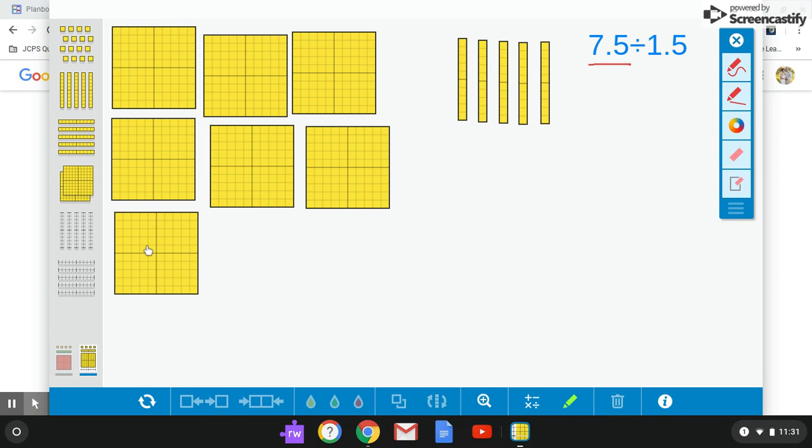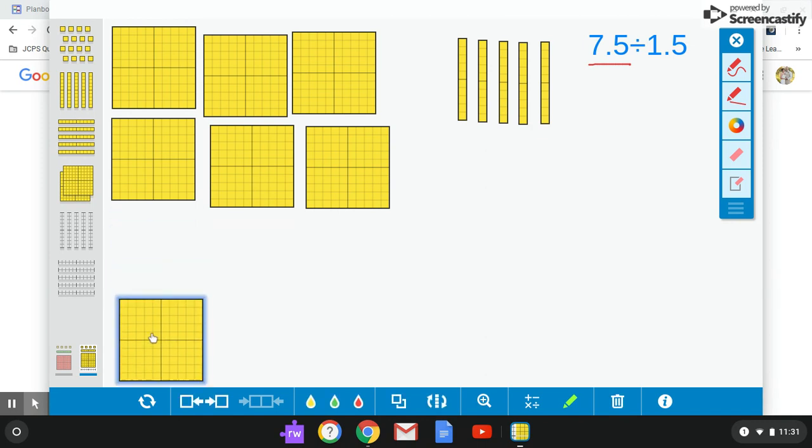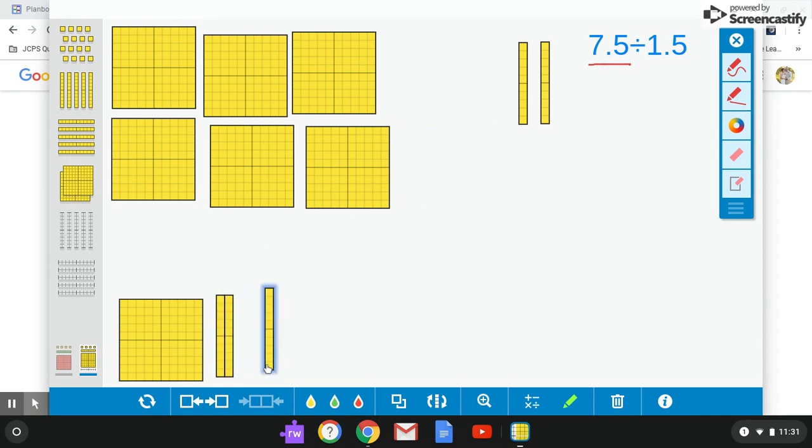So what I'm going to do is I'm just going to start making groups of 1 5/10. So that's one group of 1 5/10.